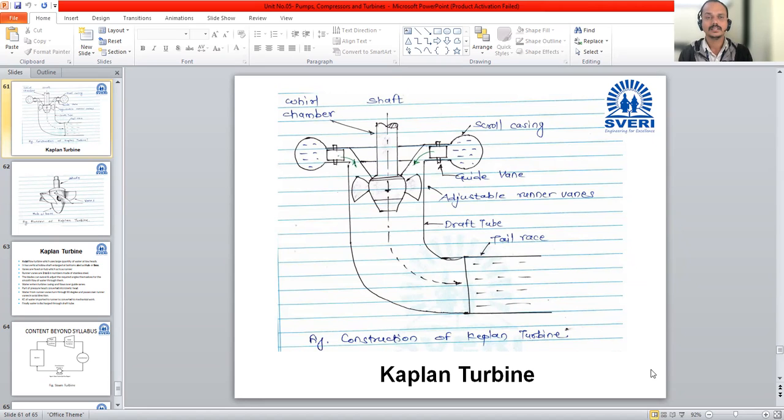Then next is power producing devices. In that, turbines are added in our syllabus. The turbines are hydraulic turbines. These three turbines are the hydraulic turbines. So in that, first one is the Pelton wheel turbine, second one is the Francis turbine, and third one is the Kaplan turbine.